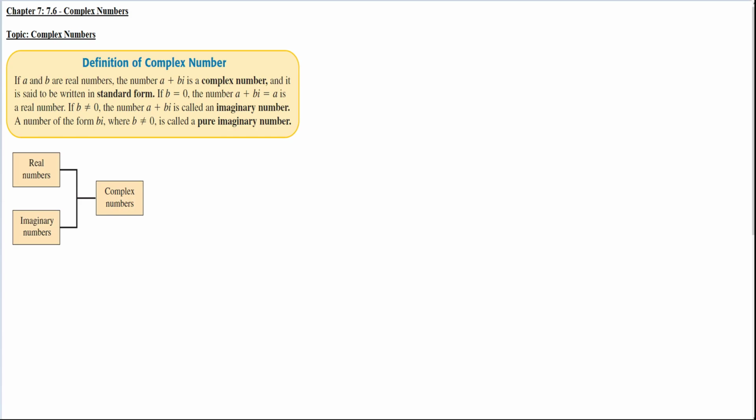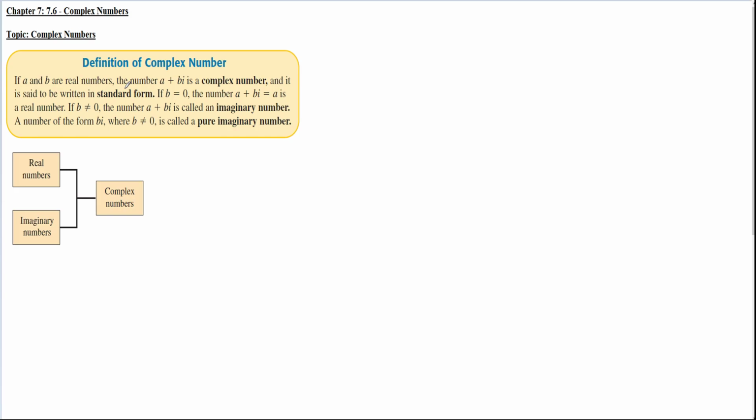My name is Joel and today we will be looking at section 7.6, complex numbers. So what I've done is that I've taken two little blurbs here so that we can take a look at them and read them together.